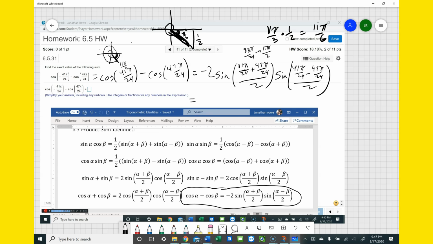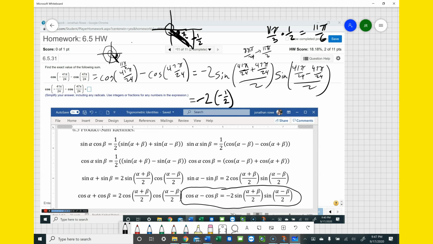But it's going to be a negative 1/2, because sine in this fourth quadrant is negative, because it's the vertical component. And the vertical component down here is negative. So negative 1/2. So negative 2 times negative 1/2, I believe. That finishes up that part.